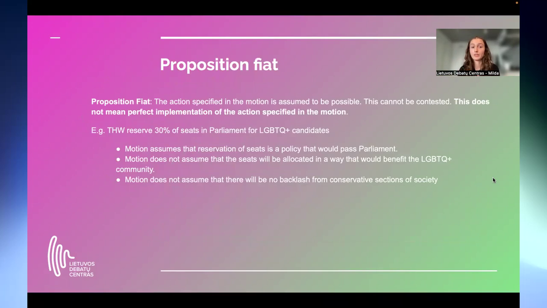So what is that proposition fiat I mentioned in the last slide? Proposition fiat is basically that all teams understand that the action specified in the motion is assumed to be possible. And this cannot be contested because otherwise the debate simply wouldn't work and it wouldn't happen. So it basically means that if I am proposition and I'm debating "this house would ban drugs," everyone in the debate, both teams, understand that I have the fiat to actually ban drugs.